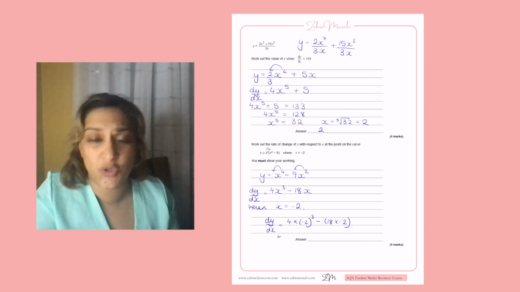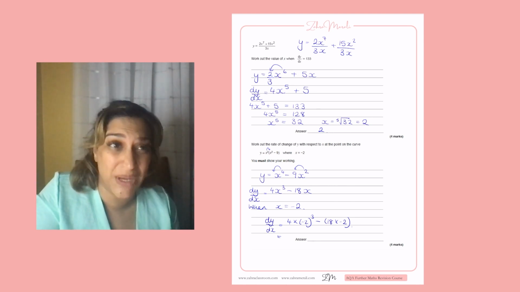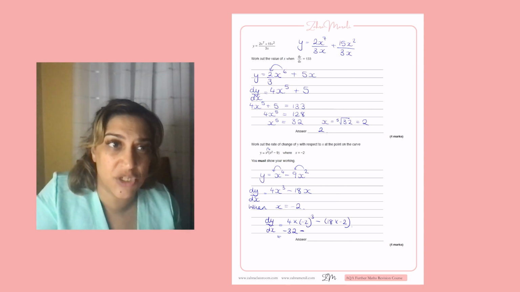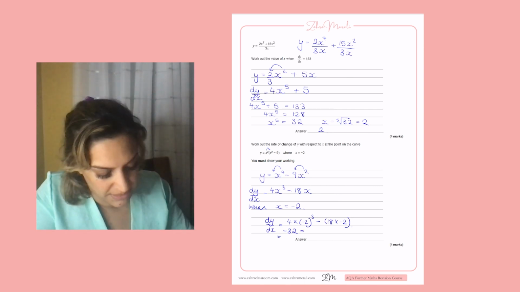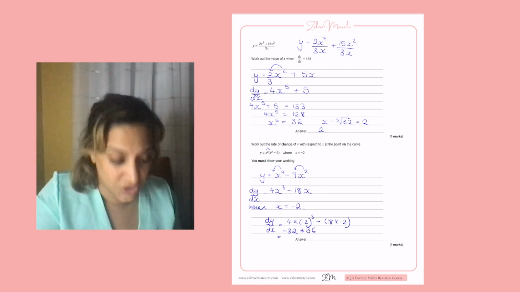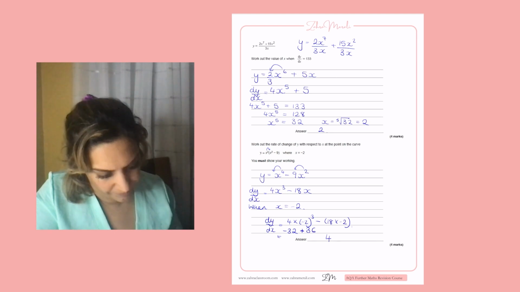So 2 cubed is 8. So we've got minus 8 times 4 to give me minus 32. 18 times minus 2 is minus 36. Minus and a minus make a plus. 36 minus 32 to give me 4.